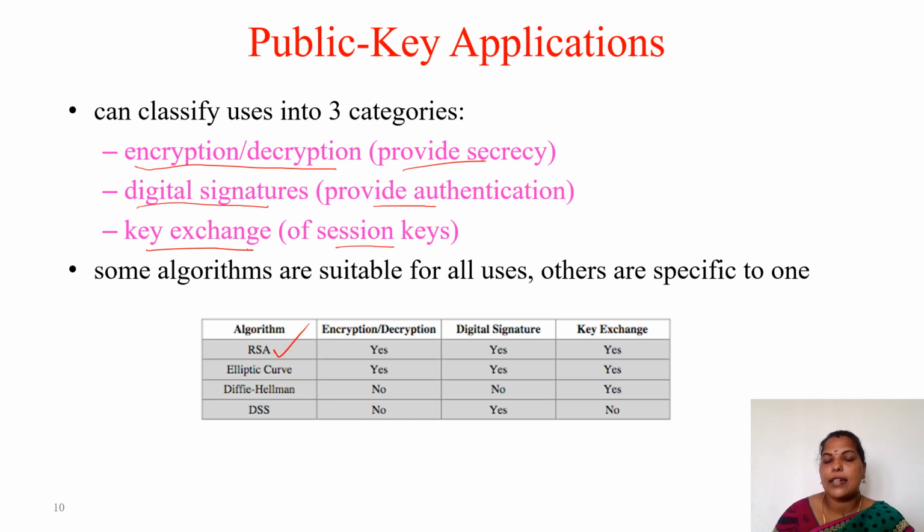See here, RSA is used for encryption, digital signature as well as key exchange. Elliptic curve cryptography is also used for encryption, decryption, digital signature and key exchange. Diffie-Hellman is for key exchange alone. And the Digital Signature Standard, later on we will discuss all the algorithms, is used only for digital signature.